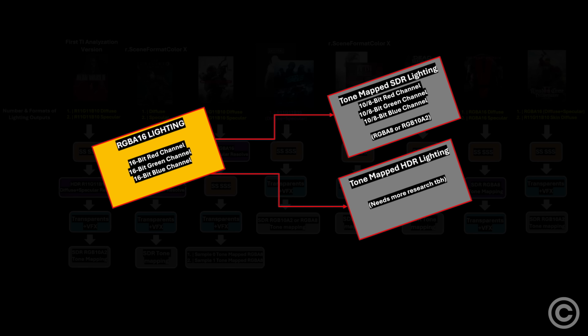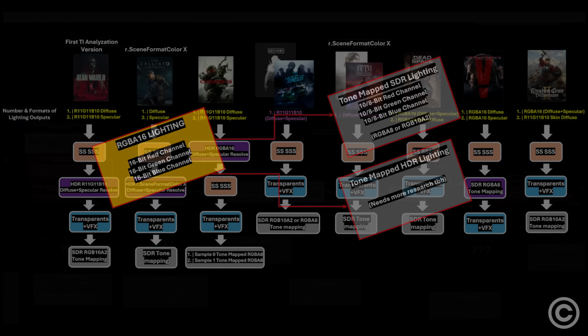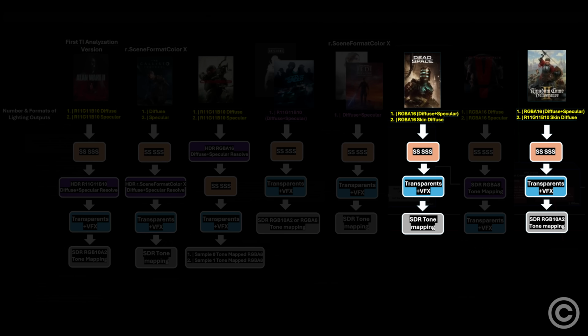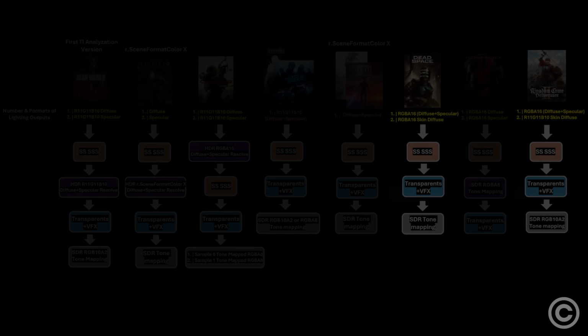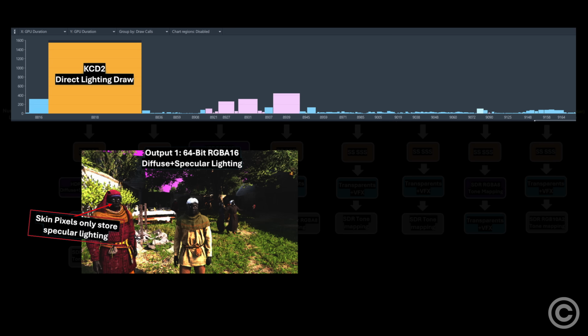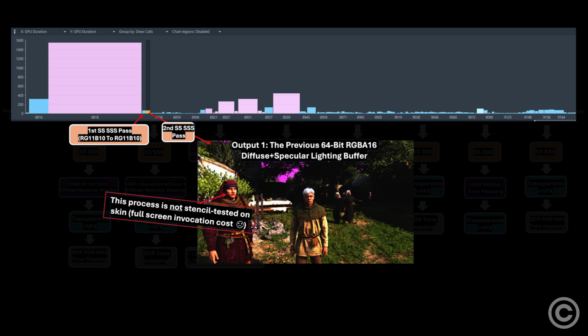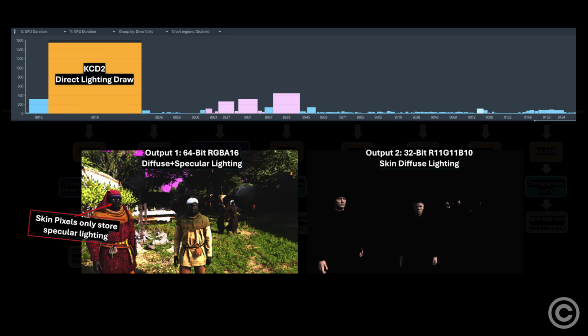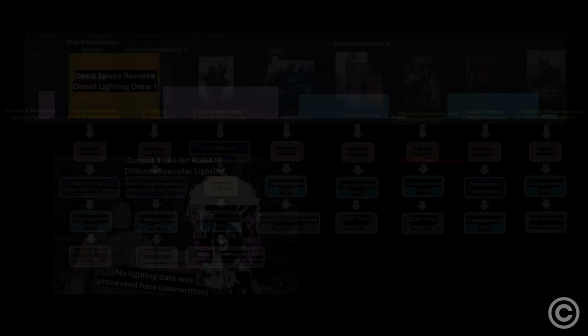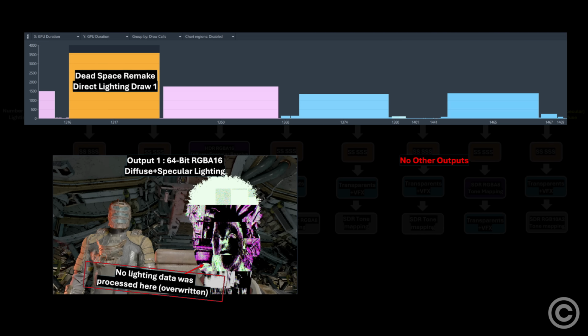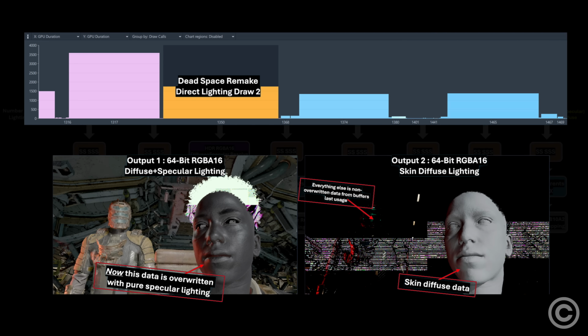What we want is our lighting to be stored in an RGBA16 lighting buffer, and we want those results fed into the SDR or HDR tone mapping step. KCD2 and Dead Space Remake shade the majority of material lighting in a single RGBA16. But KCD2 uses an additional RG11B10 for skin diffuse, before compositing it with the main lighting buffer, which holds the specular skin result. But now, skin isn't being shaded with RGBA16 precision like the rest of the scene. Dead Space Remake fixes this by ensuring the secondary skin diffuse buffer is also an RGBA16.